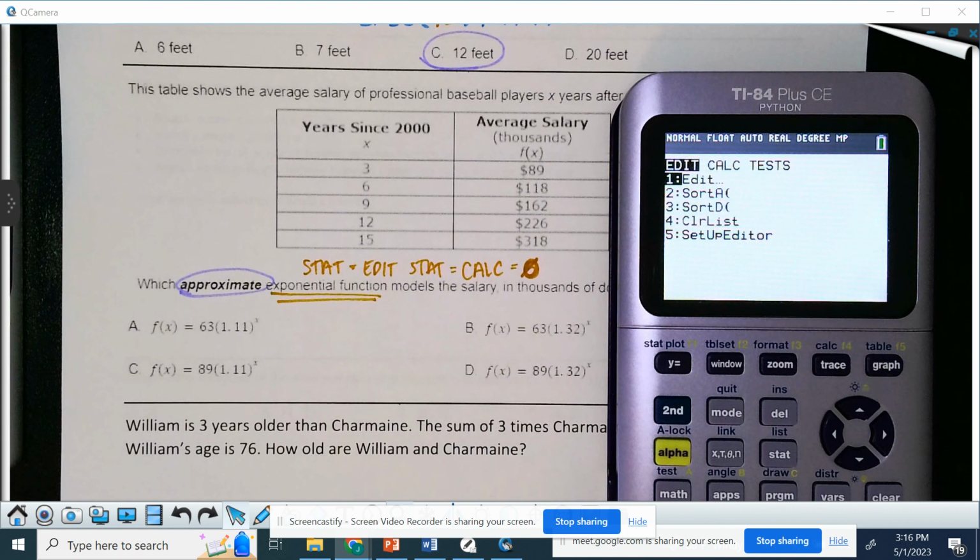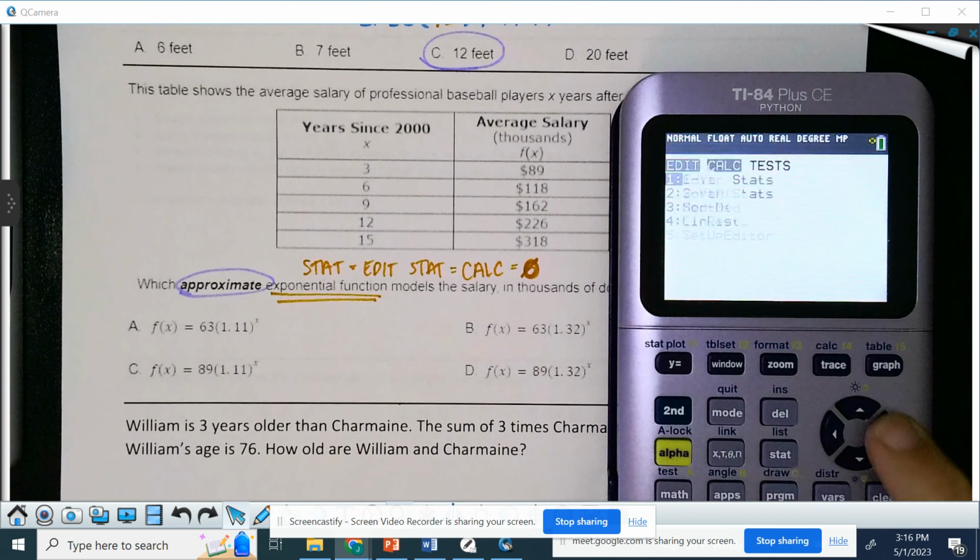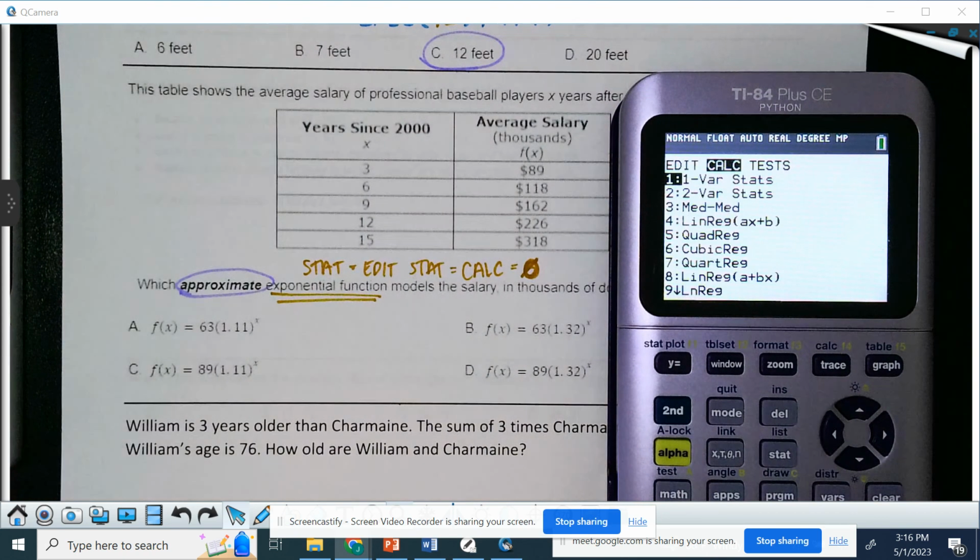Just for fun, if I hit 4 right now, it would say clear list, and then I would take everything out of our list. So if I hit edit again, I'm looking at my list. We already did that, right? So yeah, there we go. I see it. Stat, calc. So right over to calc. Looking at those options, 4 would have been a linear regression. So for the question we just previously did, perfect. But we need an exponential function. So we want to go to 0, exactly.